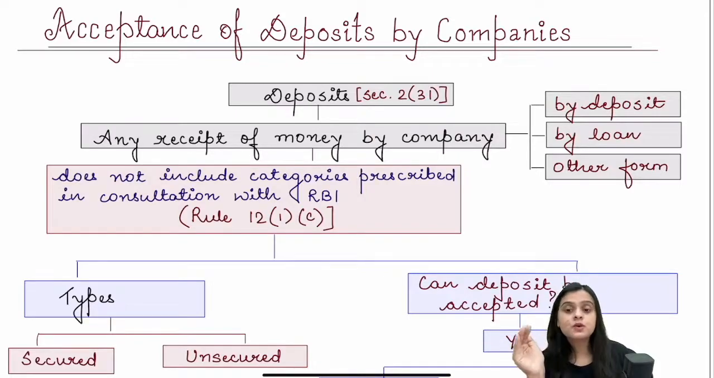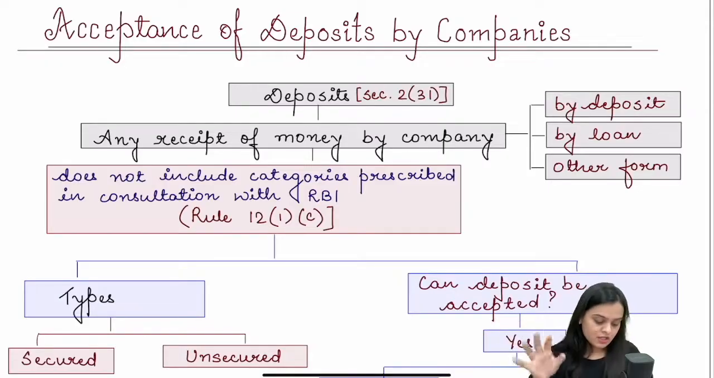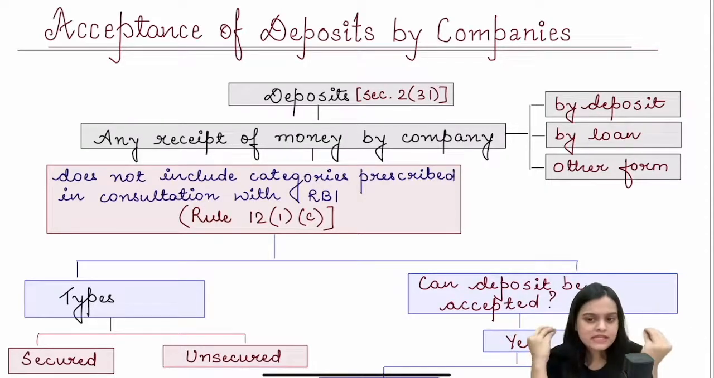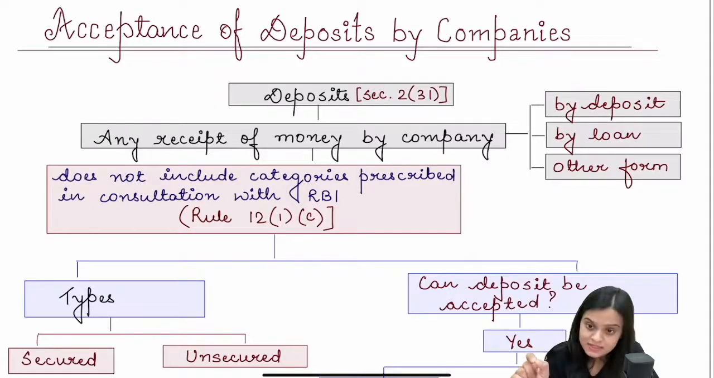And other, we also have a topic about investments, which is just a part of a chapter that we discuss later, right? So, first of all, deposits. What do you mean by deposits? Any receipt of money. So, company, if it is receiving money in any form, whether you call it deposit, whether you call it loan, whether you call it any form, it will be treated as deposit. However, there are certain categories of receipt of money by a company which will not be treated as deposit. They are the categories prescribed in consultation with RBI.